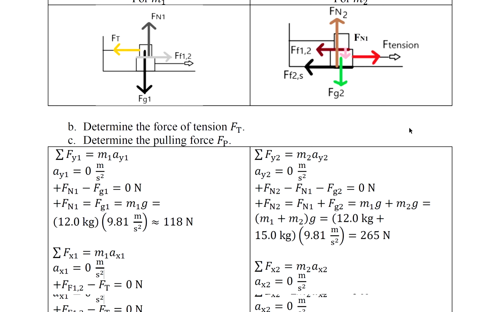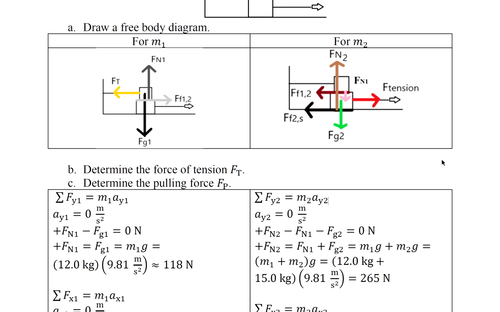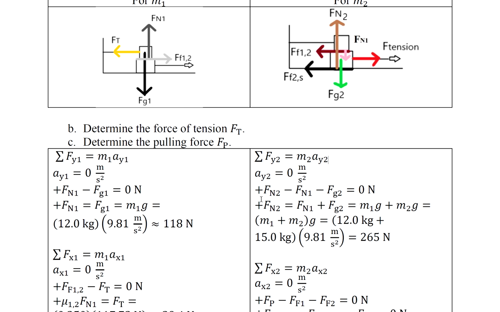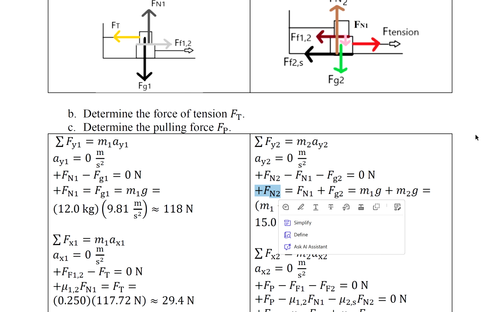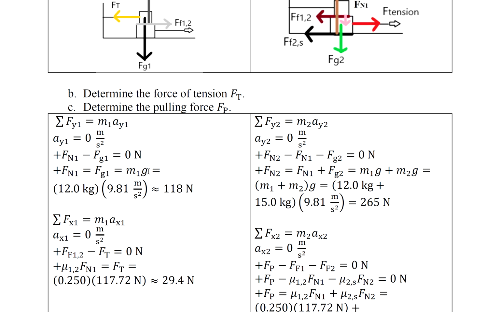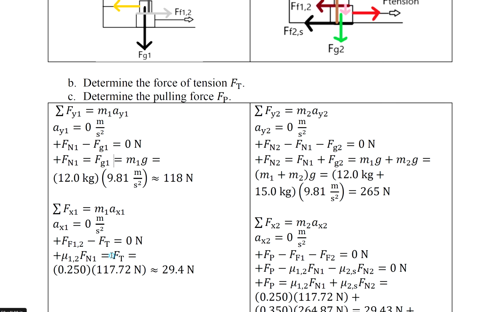Look at mass 2. Sigma F sub y2 equals m2 a sub y2. We know a sub y2 is 0 because this object is not jumping up and down. So we got these 3 forces equal 0 newtons, and we could solve for Fn2 here. Here we've solved for Fn1 and Fg1. Here we solve for Ft over here on the bottom left.